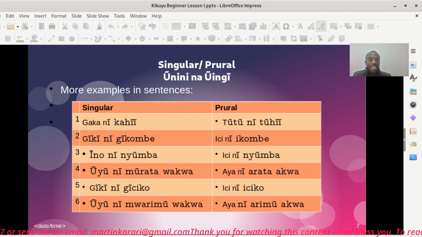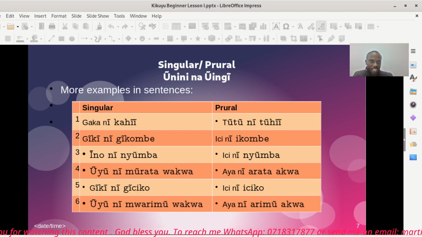Oyo ne morata wakwa. We are referring to a person. Oyo ne morata wakwa. This is my friend. Aya ne arata akwa. These are my friends.